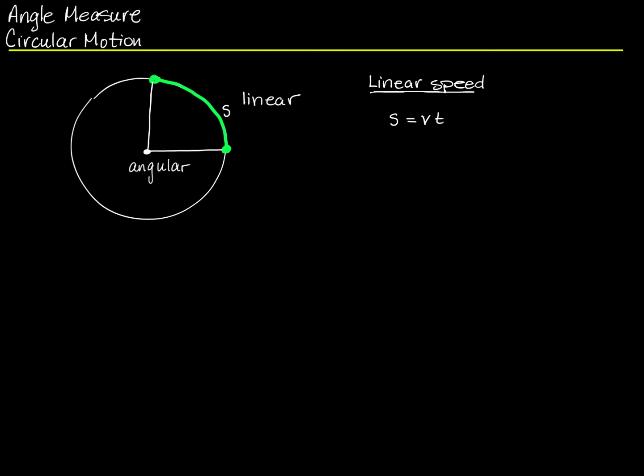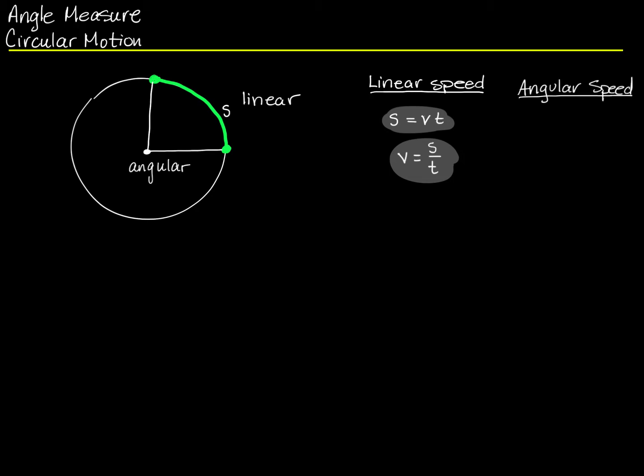Oftentimes, though, I'm looking for the speed, so I need to solve this for v for velocity. I'm going to solve this for v by dividing both sides by t, and I get velocity equals s over t. I actually don't have this formula memorized. I have this one memorized. Distance equals rate times time with a couple of adjustments for the context I'm working in. Your textbook has this one written down as the one to be memorized, but it's up to you.